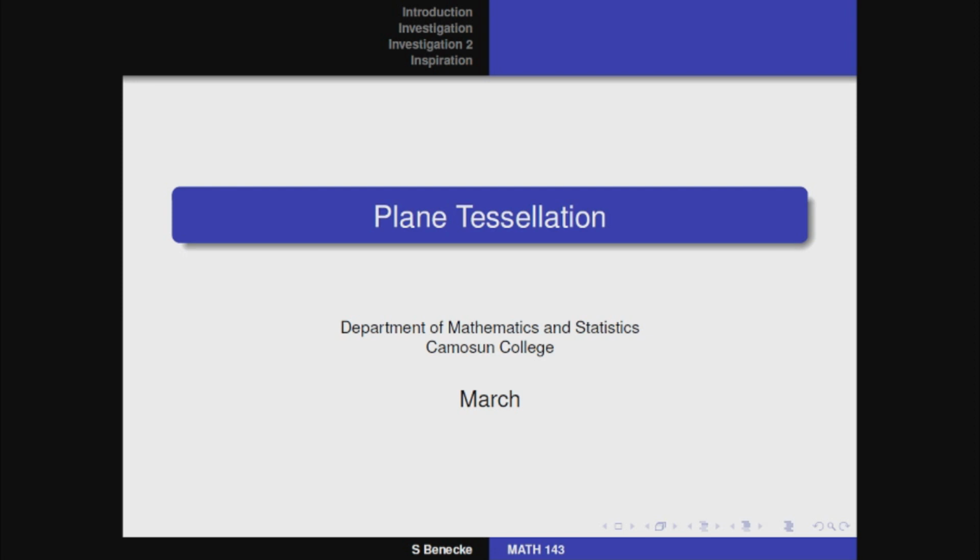Plane tessellations. Ooh, big words, big words. Now this one is more of a slideshow type lecture, and it will eventually lead us to our fourth portfolio assignment question. So, first there are some concepts and words to understand, like what is a tessellation.